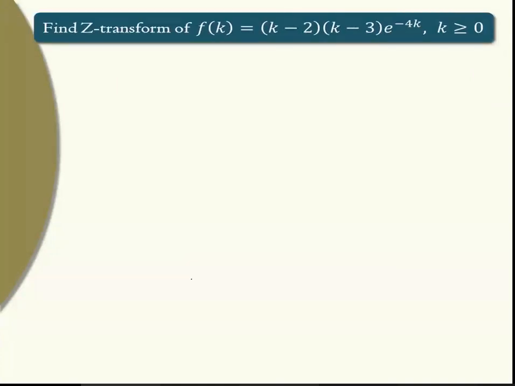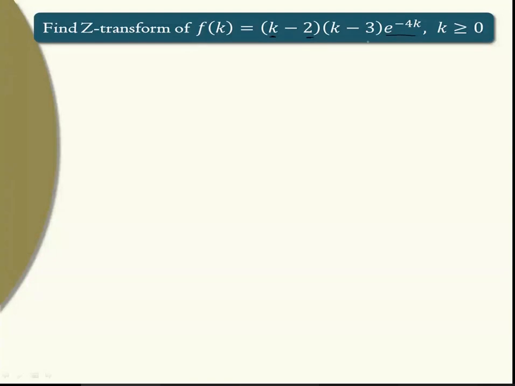Now consider the next problem. Find Z transform of f of k is equal to k minus 2 into k minus 3 into e raised to minus 4k, for k greater or equal 0. So again, first check which Z transform we know, and accordingly try to simplify it. Now we don't know Z transform of k, Z transform of constant term, that also we don't know. Z transform of e raised to minus ak or e raised to ak is also not known. So Z transform of none of the terms from this is known. So we have to simplify it further.